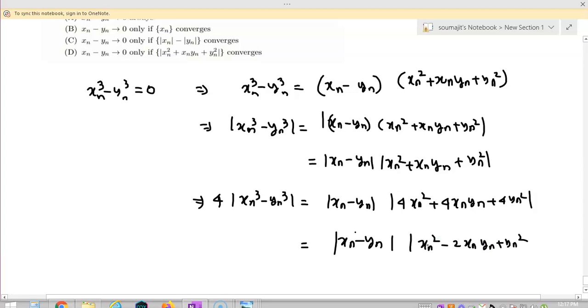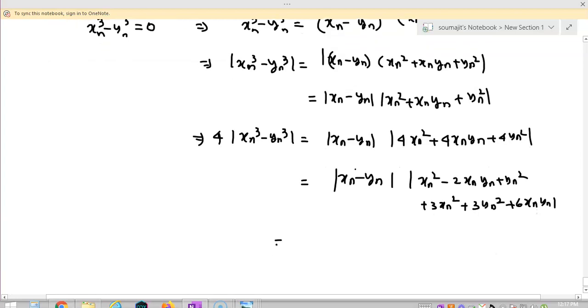Okay, this is 4 times xn square. I took only one xn square, so plus 3 xn square plus 3 yn square, and there is 4 times xn yn positive. I took minus 2 xn yn, so this is plus 6 xn yn, right? So I can write it as mod of xn minus yn into xn minus yn square plus, if I take 3 common, it will be xn plus yn square.